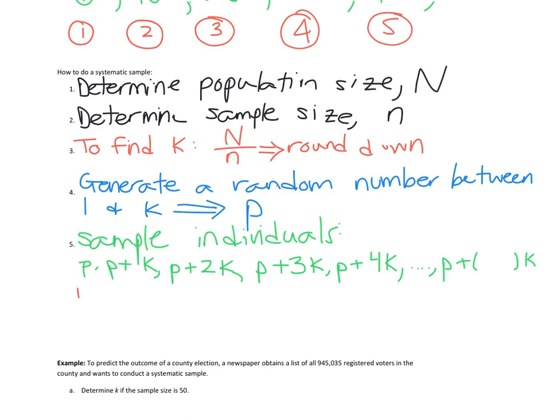All right, let's look at the pattern. So here, this is the first member of our sample. Here's our second, our third, our fourth, our fifth. This has to be the nth member of our sample because that's our sample size. And notice that our sample size related to the multiple of K, it's always one less. So the formula for our last sample individual is P plus n minus 1 times K.